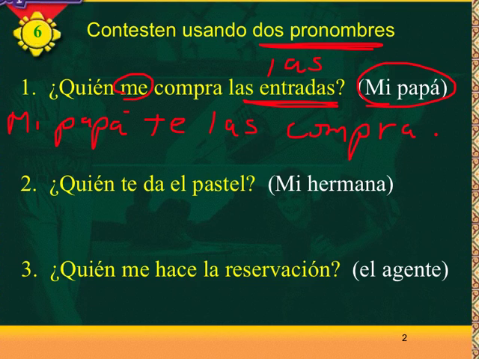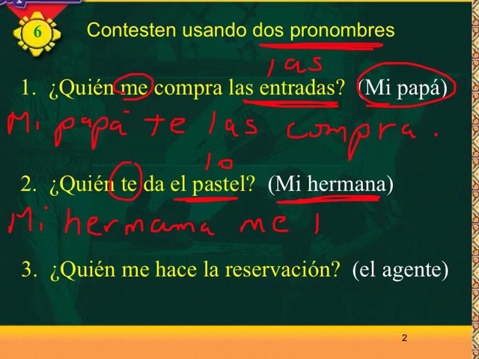Now let's take a look at number two. ¿Quién te da el pastel? Here's the answer right here. Who is giving you the cake? The cake is the direct object. Here's your indirect, te. But remember, whenever there's a te in a question, you come back with a me. So you're going to say, mi hermana me, and then the direct object, pastel, it's masculine singular, so it's going to be lo, and then the verb, da.